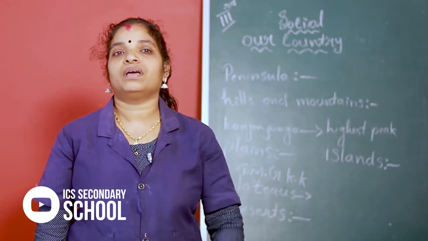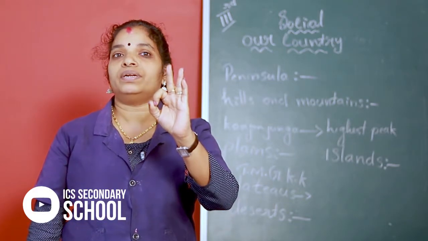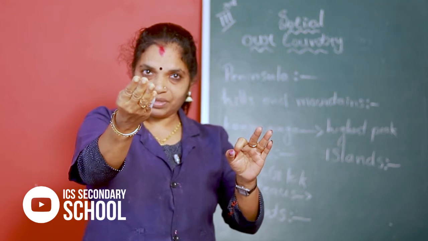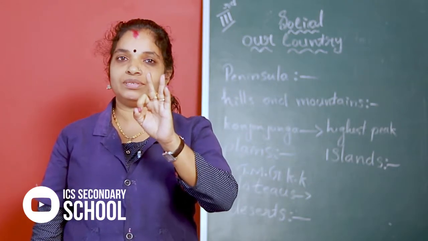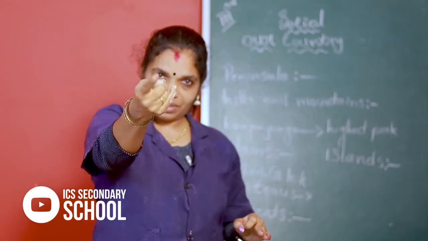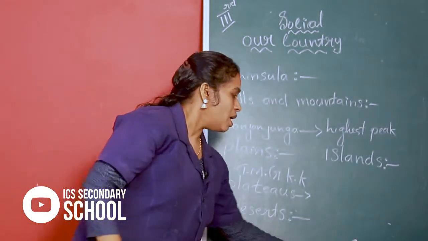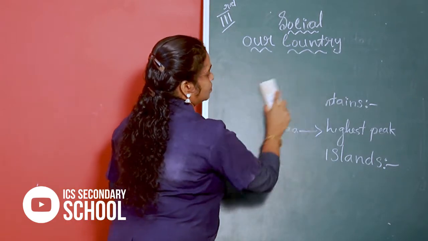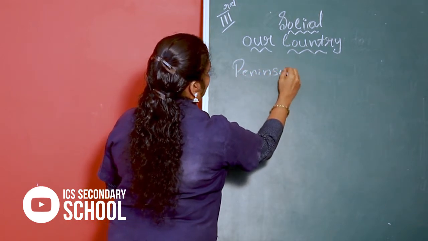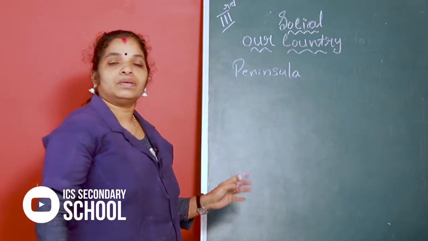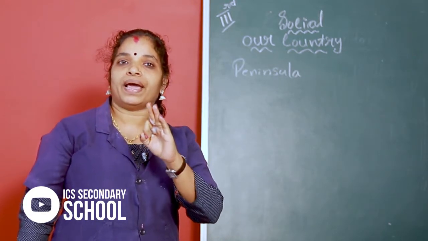Watch carefully. Land that is surrounded by water bodies on 3 sides is called dash. Anybody know that answer? Yes, Muhammad. Yes, very good. Tell me loudly. Yes, peninsula. Land that is surrounded by water bodies on 3 sides is called peninsula.